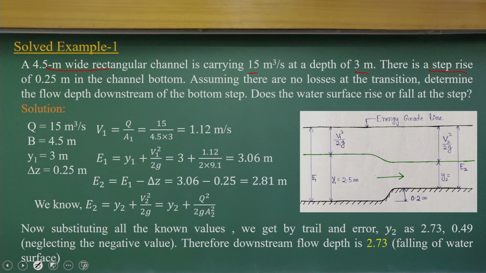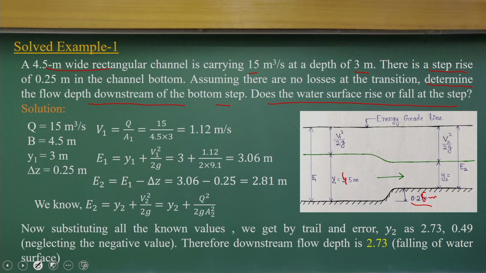There is a step rise of 0.25 meter, and if that is the condition, determine the flow depth downstream of the bottom steps. Does the water surface rise and fall at the steps?